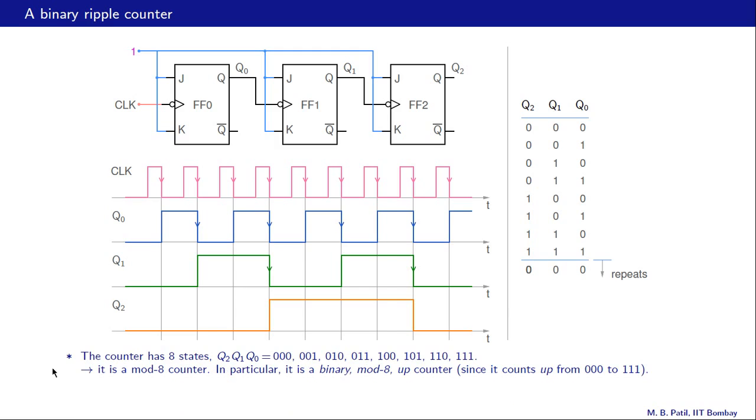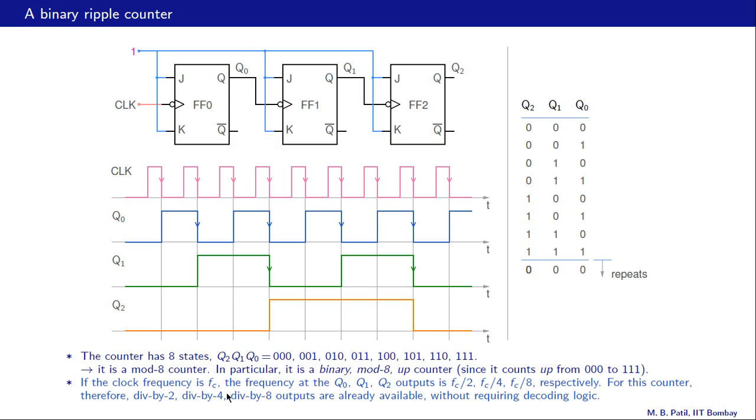Let us make a few more remarks. The counter has 8 states, namely Q2, Q1, Q0 equal to 0, 0, 0, 0, 0, 1, 0, 1, 0, etc. Therefore, it's a mod 8 counter. In particular, it is a binary mod 8 up counter, since it counts up from 0, 0, 0 to 1, 1, 1.